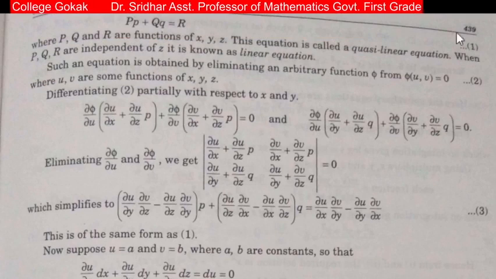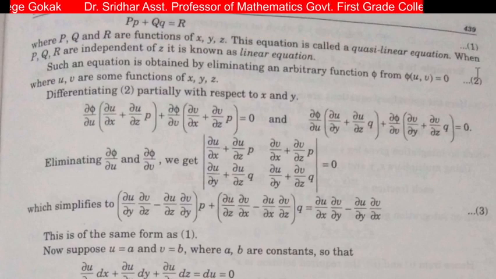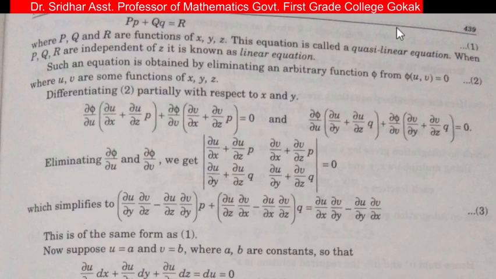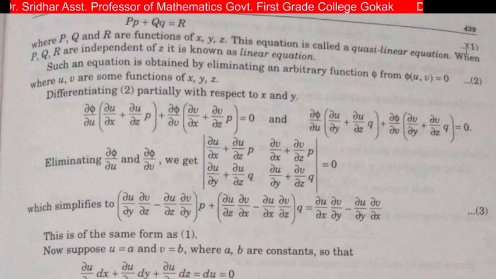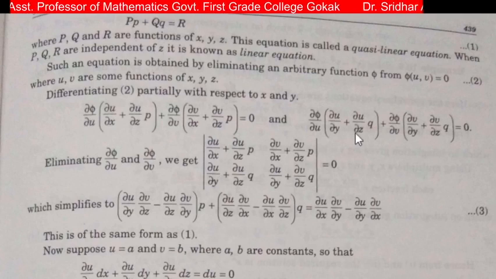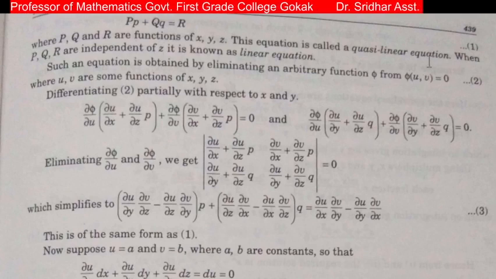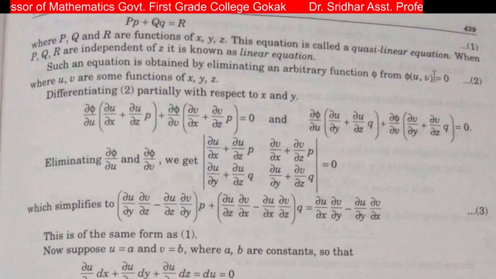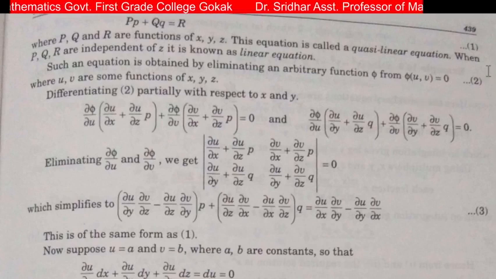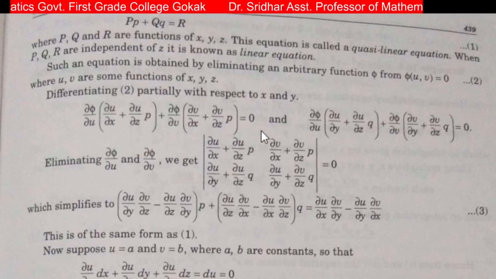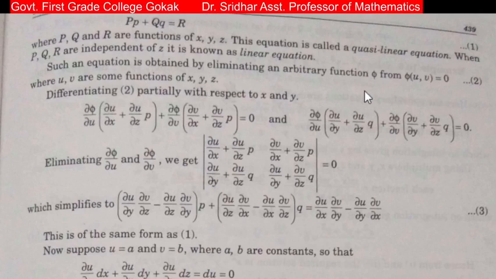Take this linear equation, that is Pp + Qq = R. Let me repeat once again, Pp + Qq = R. This is equation 1. Next, we assume that u and v are two solutions, then its solution is given by phi(u, v) = 0, and this is equation 2, where u and v are functions of x, y, z.